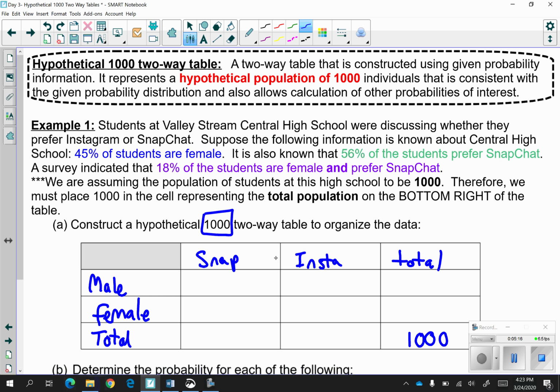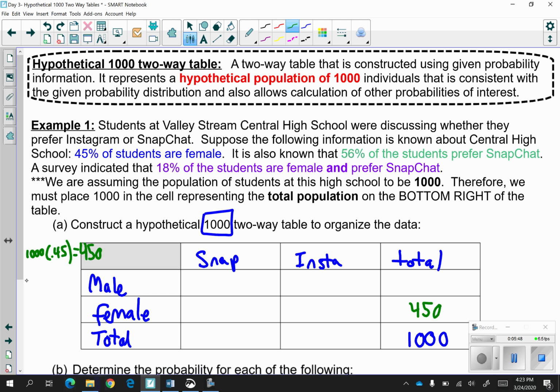Now you have to go and actually fill out the insides of this. So 45% of the students are female. You need to figure out 45% of 1,000 is what? So 1,000 times the 45% is going to give me 450. And this is about all the students who are female. So my total number of females is 450.